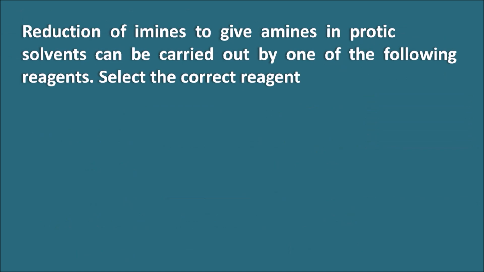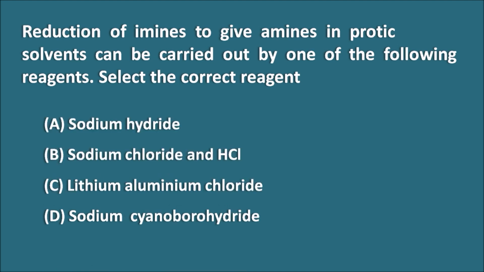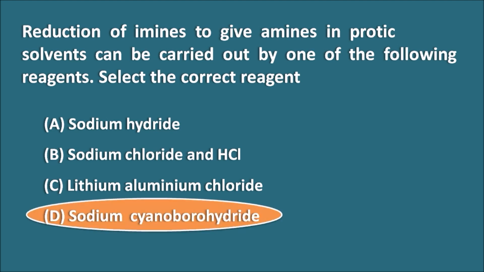Reduction of imines to give amines in protic solvents can be carried out by one of the following reagents. Select the correct reagent. First one is sodium hydride. Second one is sodium chloride and HCl. Third one is lithium aluminum hydride. And fourth one is sodium cyanoborohydride. So here the right answer is sodium cyanoborohydride.